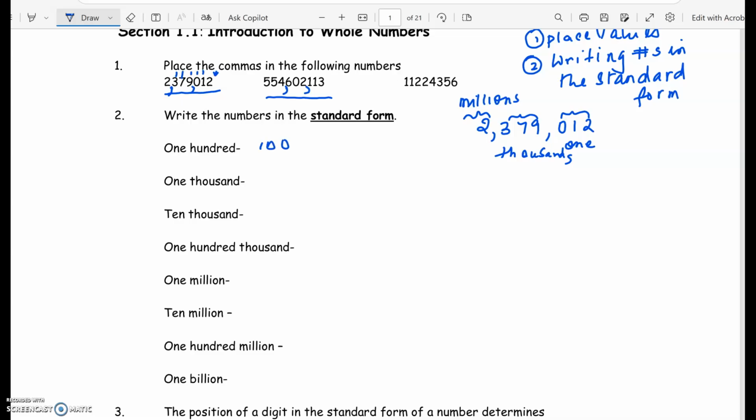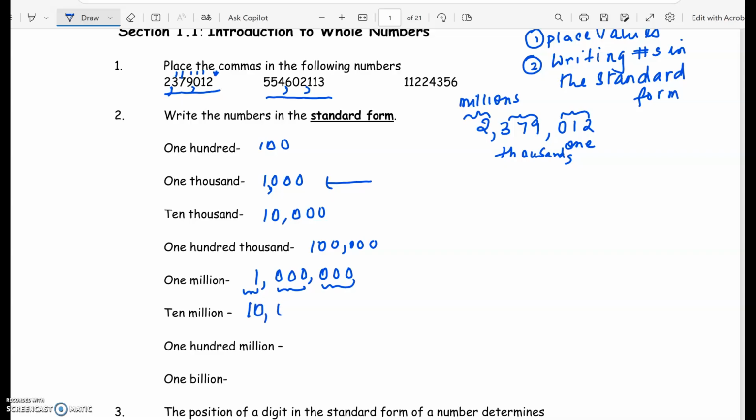100 has 2 zeros, 1000 has 3 zeros, 10,000 has 4 zeros, 100,000 has 5 zeros, a million has 6 zeros. We're writing it in the standard form along with the commas. So we count in threes, so the comma was missing here. Start from the right and count in threes. So this is in the millions. So we have the ones period, we have the thousands period, and we have the millions period.